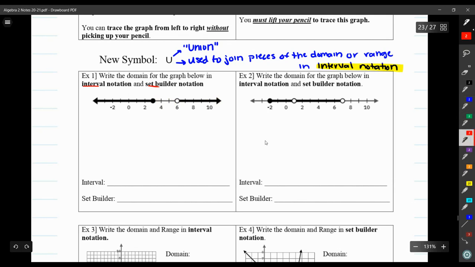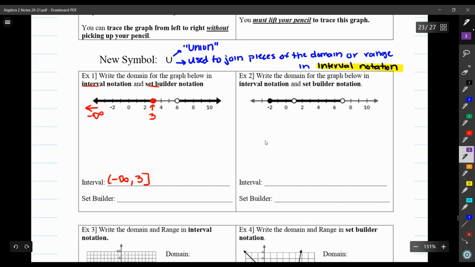So first, let's look at the left. We always go left to right for domain. My furthest left is negative infinity, and it stops here at 3. That's the first portion of my domain. So we would have negative infinity to 3 with a bracket because it's a solid circle, just like usual.